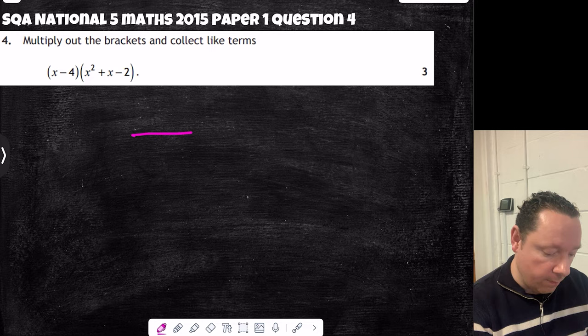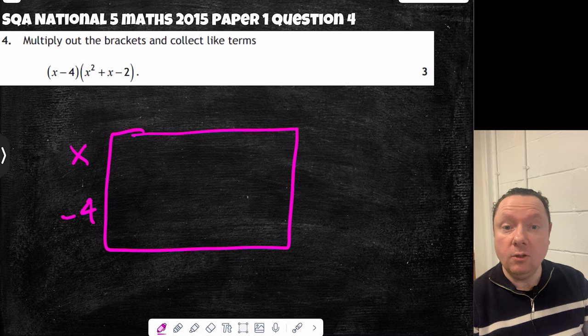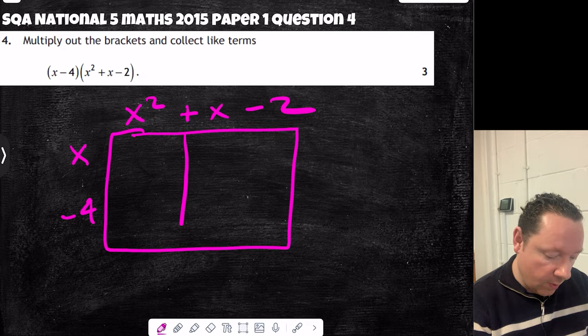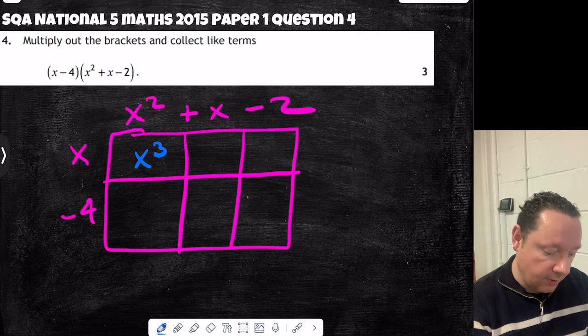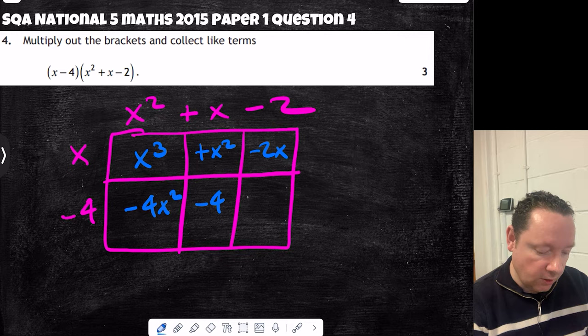On one side of the box, I've got my first bracket, which is x minus 4. And on the other side, I've got x squared plus x minus 2. Now, I can split up my box in between each term, and we're just timesing everything together. So I'll put the answers in a different color so it's clear. So we have x times x squared, which is x cubed, x times x is plus x squared, x times minus 2 is minus 2x, minus 4 times x squared is minus 4x squared, minus 4 times x is minus 4x, and minus 4 times minus 2 is plus 8.